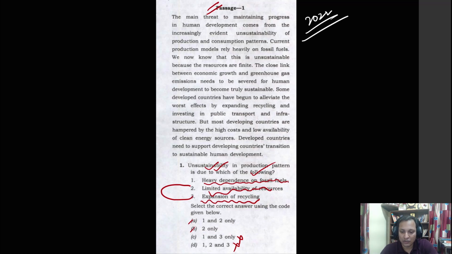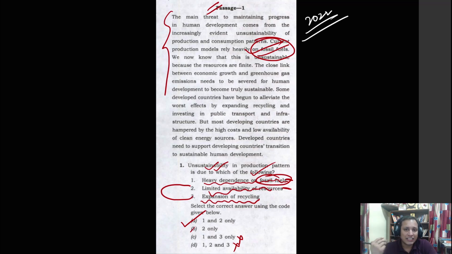And guys, we can say easily that the second is a general statement and the first is a specific statement. So we just go through a few lines of the passage and see whether anything is mentioned regarding fossil fuels; then both statements 1 and 2 will be correct. You can see here: the main threat to maintaining progress in human development comes from the increasingly evident unsustainability of production and consumption patterns. Current models rely heavily on fossil fuels. So obviously fossil fuels is mentioned here, and we can easily assume that the answer is 1 and 2 only. UPSC has not come out with an official key, but the answer will be 1 and 2 only.